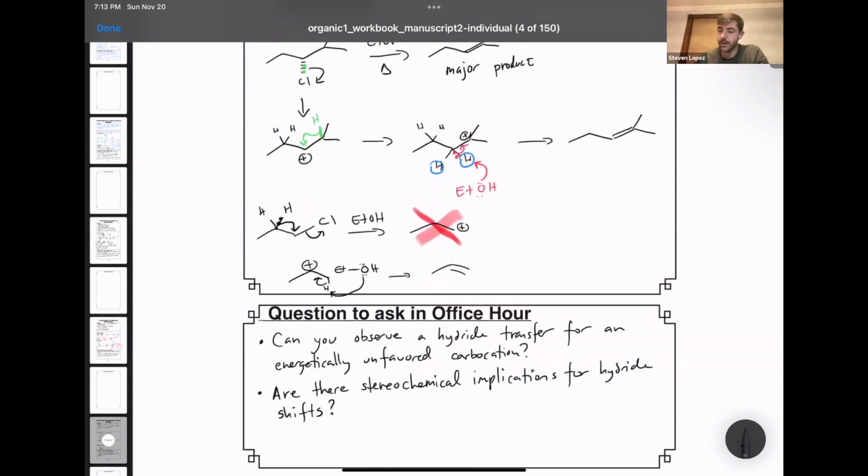Okay, so from here, here are things you might want to ask in office hours. One, can you observe a hydride shift for an energetically unfavored carbocation? For example, going from a secondary to a primary carbocation, is that possible? And are there any reaction conditions that would promote that? Two, are there any stereochemical implications for hydride shifts? Are there any requirements that the hydride have some kind of orientation relative to the cation to allow this kind of hydride shift?